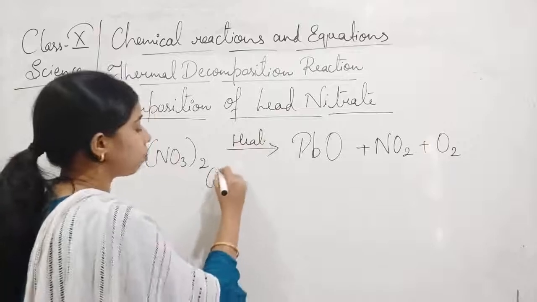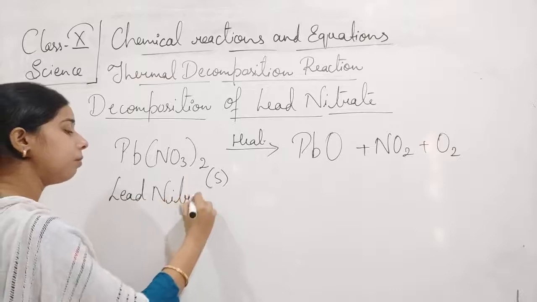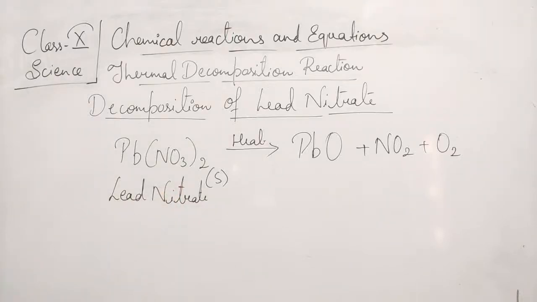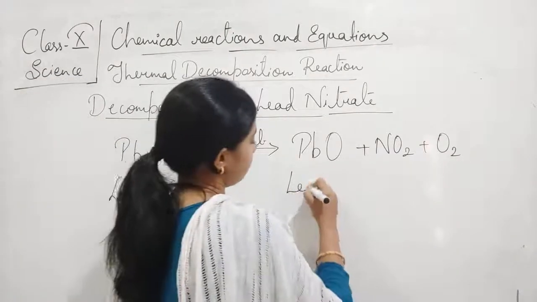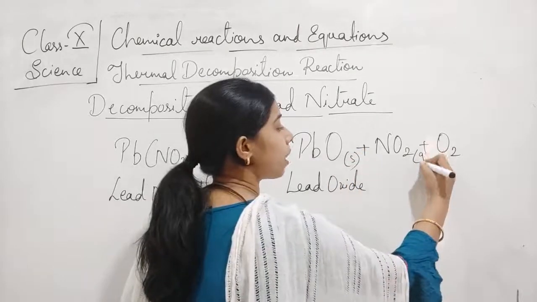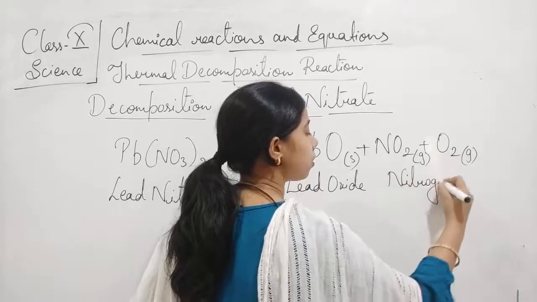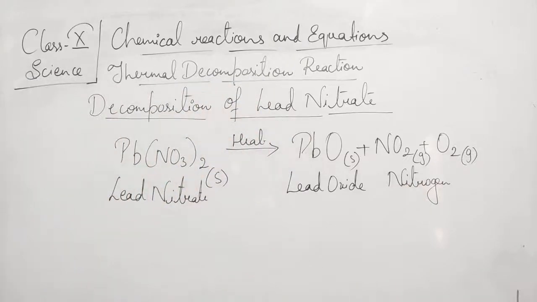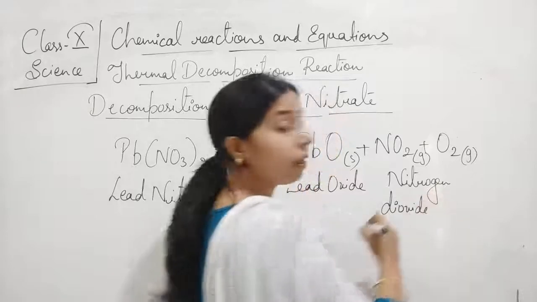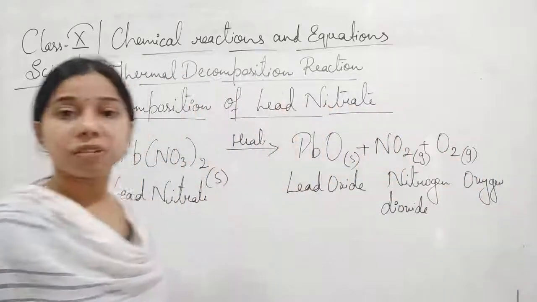What is the state, students? This is lead nitrate. Let me complete this reaction by writing the names. So this is lead nitrate, Pb means lead. Then lead oxide is there. This is lead oxide, which is also in the form of a solid. Nitrogen dioxide is in the form of a gas, and oxygen is also in the form of a gas. Nitrogen dioxide, and finally oxygen. So this is the complete reaction.